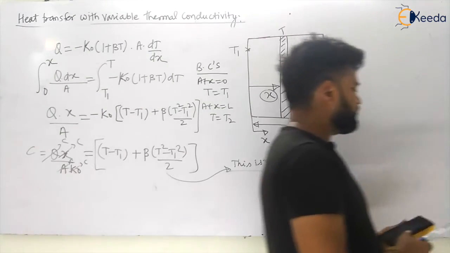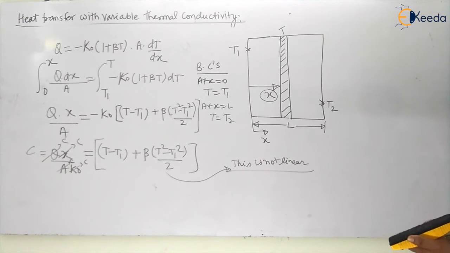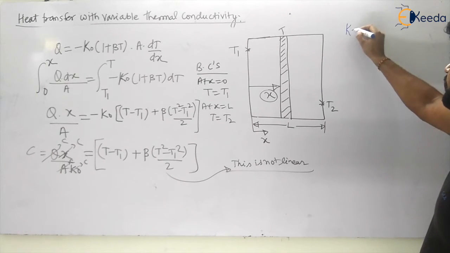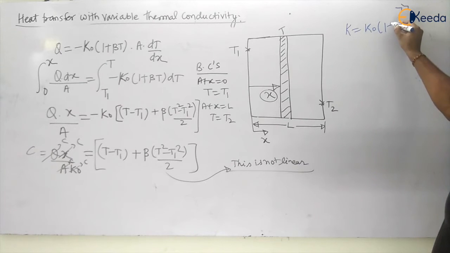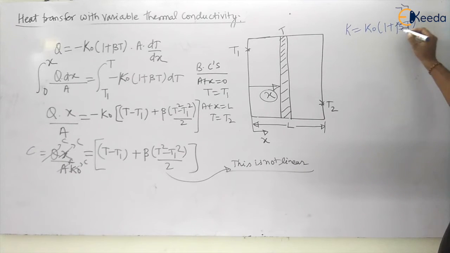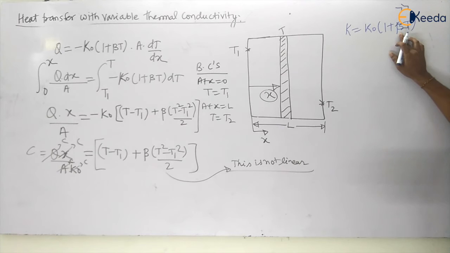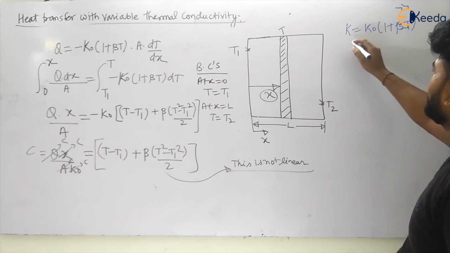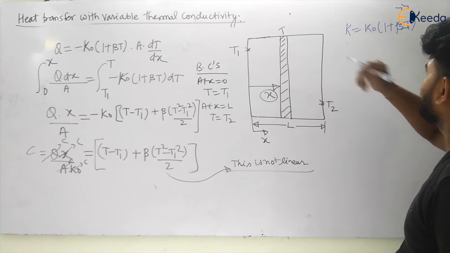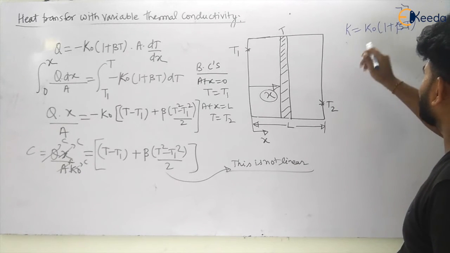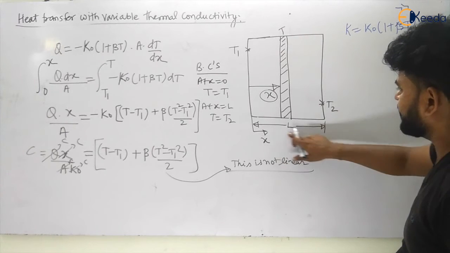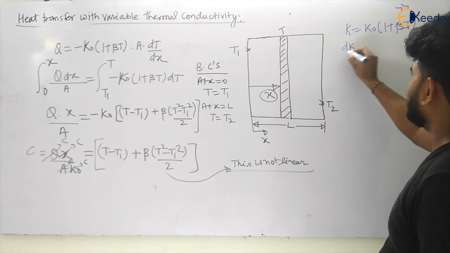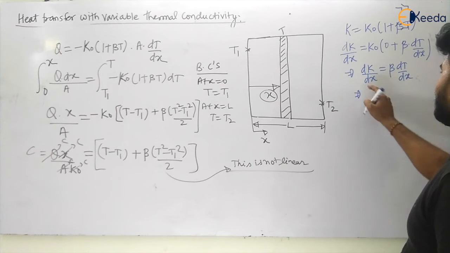So we know that K is equal to K naught 1 plus beta T, and beta is positive for insulators and beta is negative for solid metals. I have taught you in thermal conductivity. So if you differentiate it with respect to x, this will become dk by dx. So that implies conductivity is varying now.